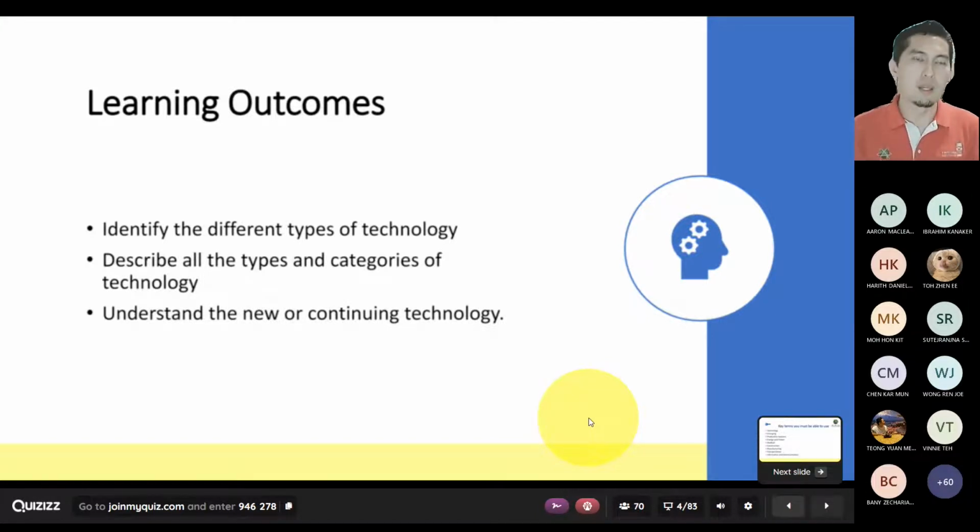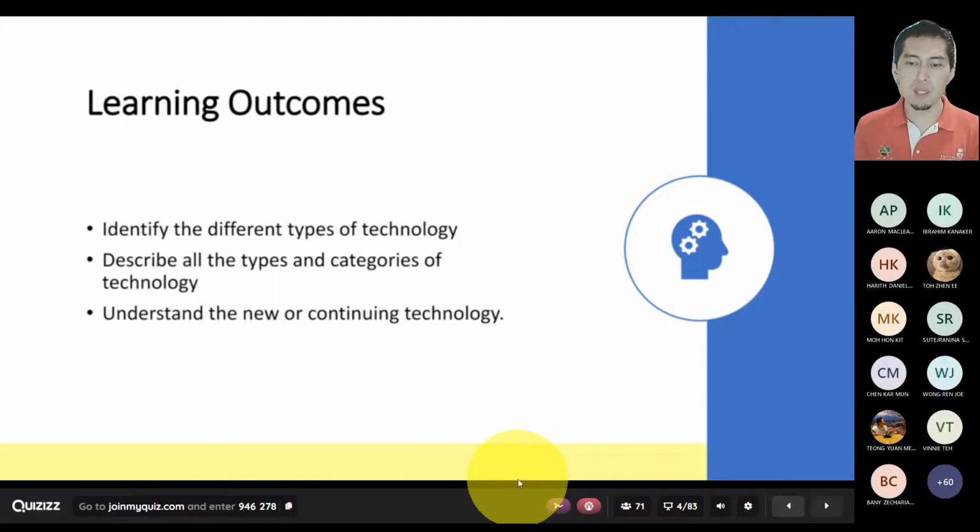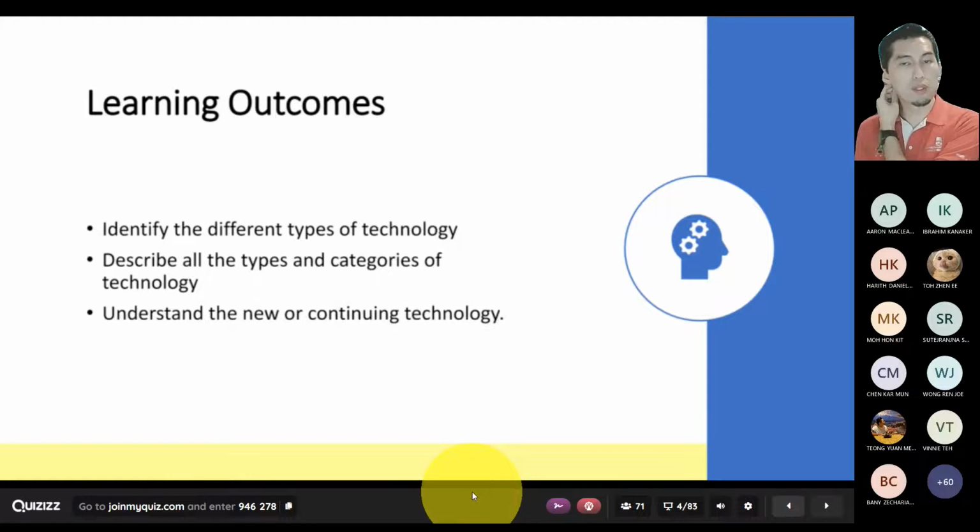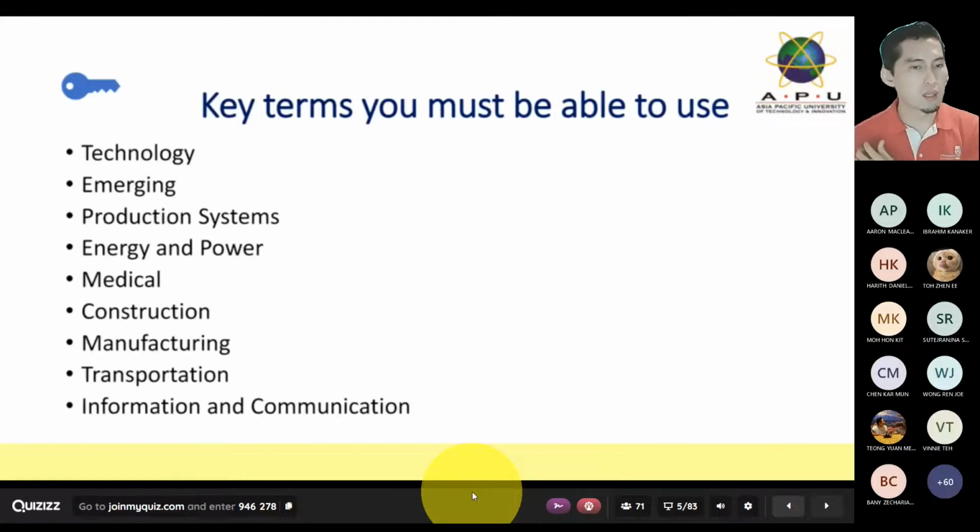When you're going to describe something, it's much easier when you're describing with an example. So this is also something for you to take note of, because for those of you who remember examples from last week, it's going to be much easier for you to explain a definition, to try describing a certain term. Last point is understanding the new or continuing technology. So that is where emerging technology comes along. So these are basically the 3 very straightforward things that we are doing today in relation to the types of technology.